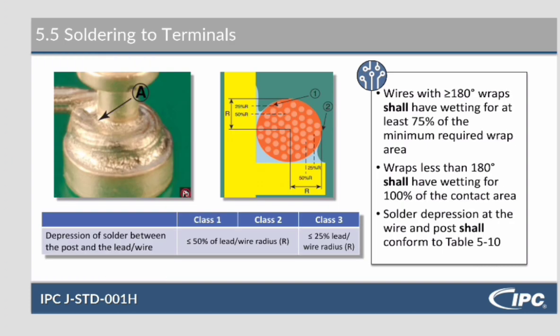So section 5.5, soldering to terminals. Wires with greater than or equal to 180-degree wraps shall have wetting for at least 75% of the minimum required area. Again, that is 3/4. That is 12 o'clock to 9 o'clock. Wraps less than 180, so less than halfway, shall have wetting for 100% of the contact area. And solder depression at the wire and post shall conform to table 510.